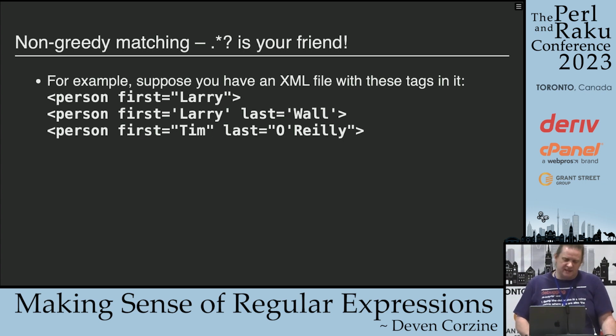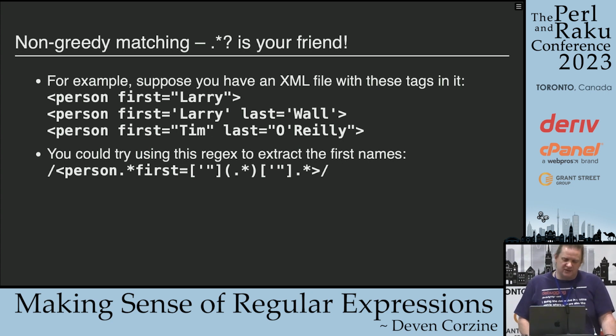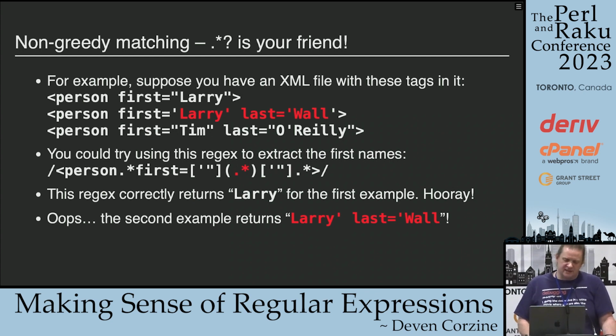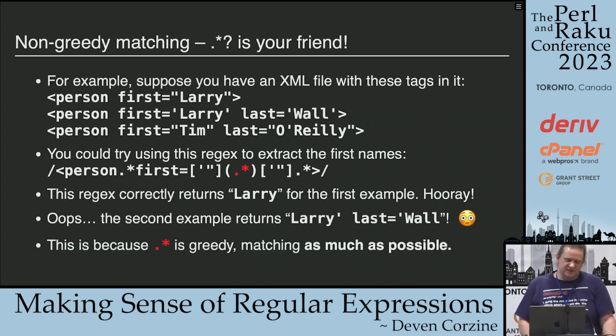So here's an example. Suppose you have an XML file with these tags in it. You could try to use this regex to extract the first names. So you match person, first equals a quote, followed by some string, followed by another quote, and angle brackets. So this regex correctly returns Larry for the first example, but the second example returns this, Larry last equals Wall, because it's greedy. This is because the dot star is greedy, matching as much as possible. And because it's possible to match all that stuff in the middle before it gets to another quote, it will do it.